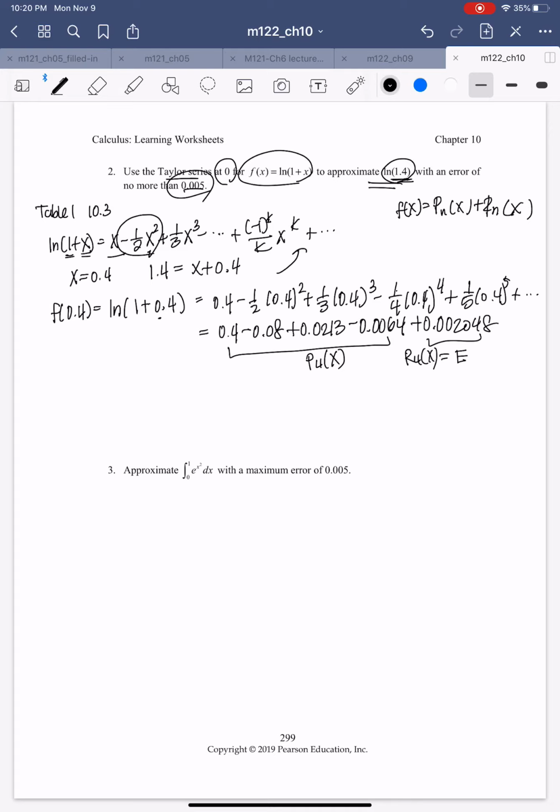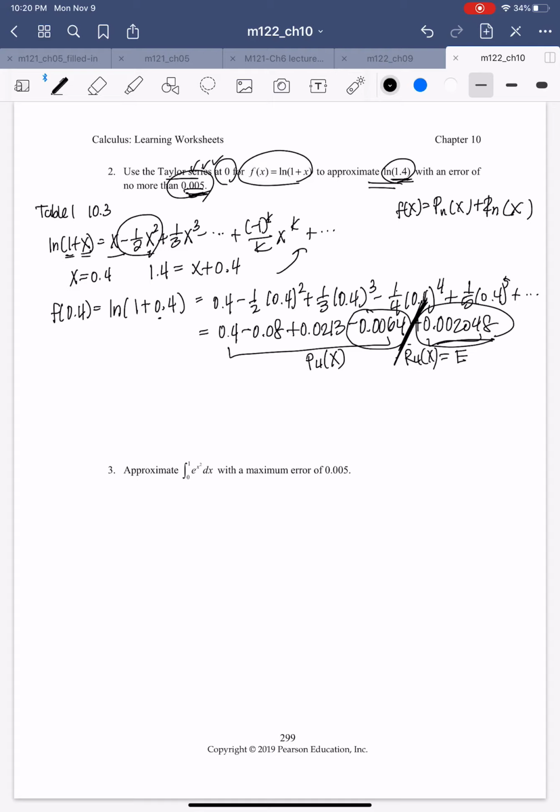So your error, take a look. You want it no more than 0.005. If you stop here on the fourth term, you know that this will be your error term. And notice that that's more than 0.005. So that's how I know that I need to go an extra term, because your last term will always be your remainder term. And look at the number. That's 0.002, which is less than 0.005, because we don't want to go more than 0.005.